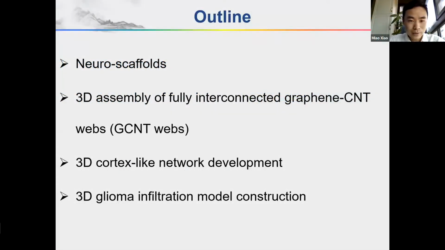The presentation includes these 4 parts. The first is a 3D assembly of the fully interconnected graphene carbon nanotube. We call this kind of hybrid scaffold a GCNT web. Then we use this GCNT web to fabricate a 3D cortex-like network. And then we use this cortex network to build a 3D glioma infiltration model.